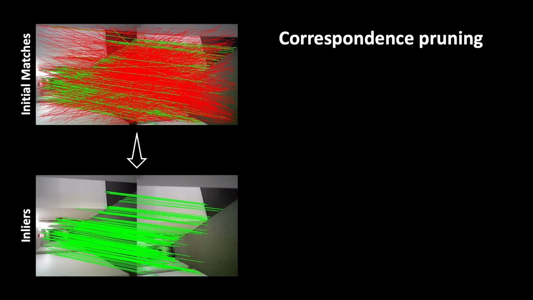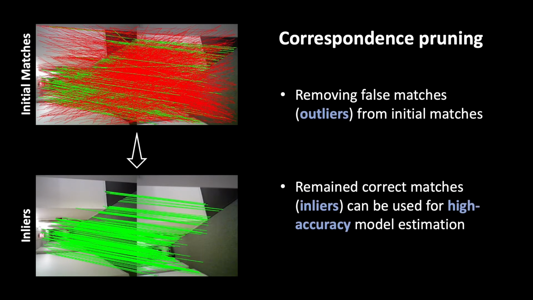We tackle the problem of correspondence pruning. Given a set of putative correspondences generated by an off-the-shelf combination of detector and descriptor such as SIFT, the goal is removing the false matches like the red lines and preserving the correct matches like the green lines. The remaining inliers can be used to estimate high accuracy models like homography matrix or essential matrix.